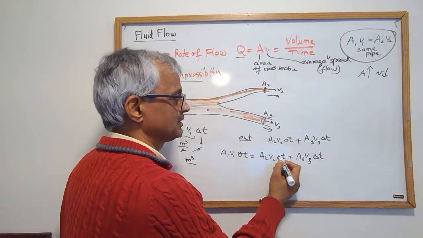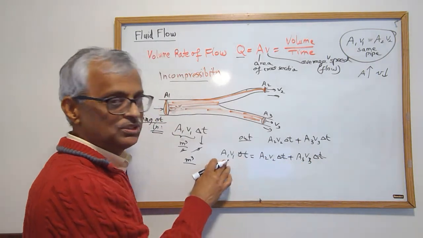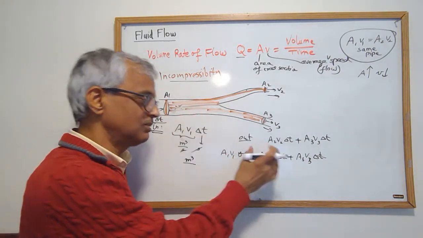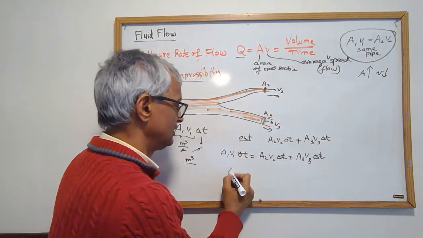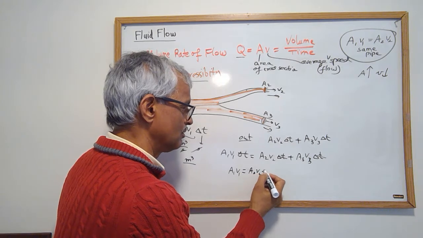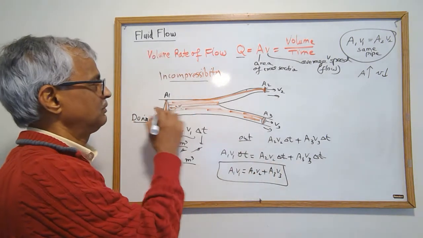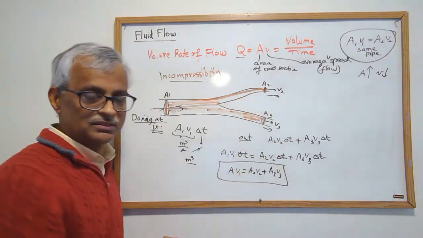Of course, delta T was an arbitrary time I picked to look at. So this is the rate at which the fluid is coming in, and it must equal the total rate at which fluid is leaving. So I get A1 V1 equals A2 V2 plus A3 V3. And this happened because it was coming in at just one place and leaving at two places.